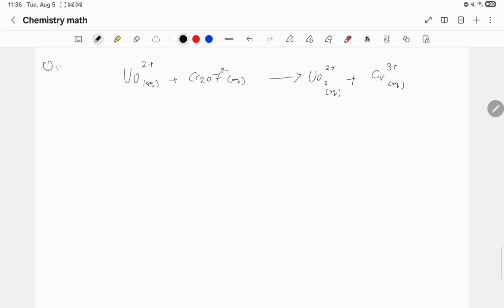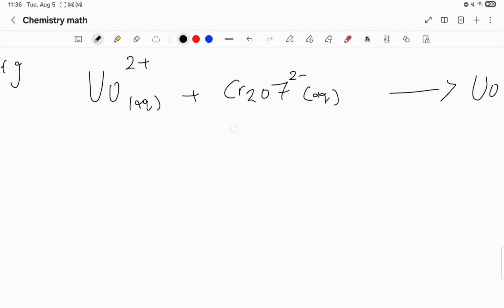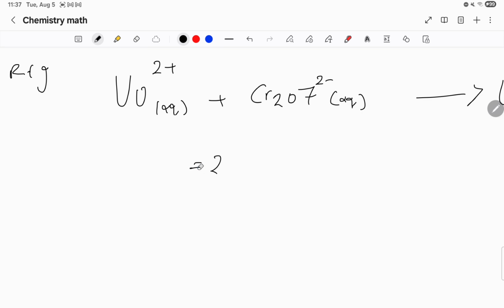So let's remember OIL RIG on the side here for ourselves. Now we have to find out which of these two substances is oxidized and which one is reduced. How do we do that? In order to understand this, you have to understand a little bit about oxidation numbers. First of all, this entire molecule has a charge of 2 plus. So I will write down 2, which is the charge of the molecule.